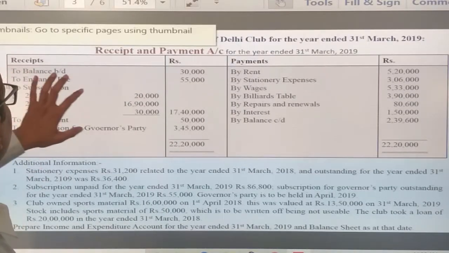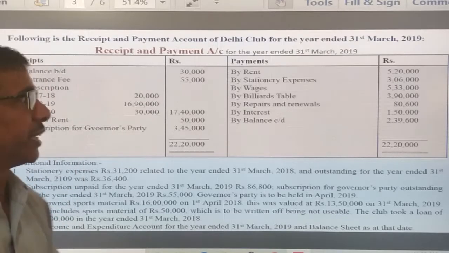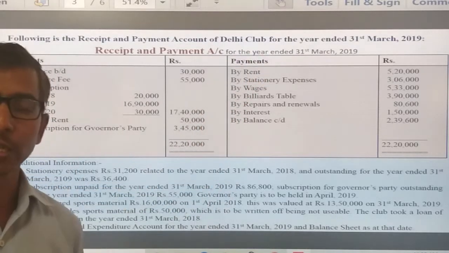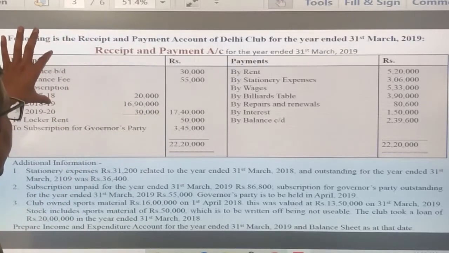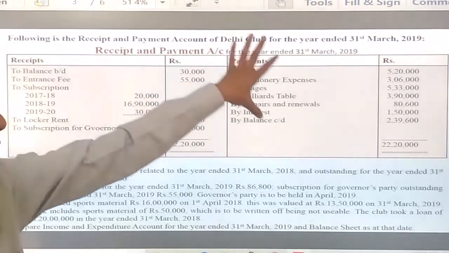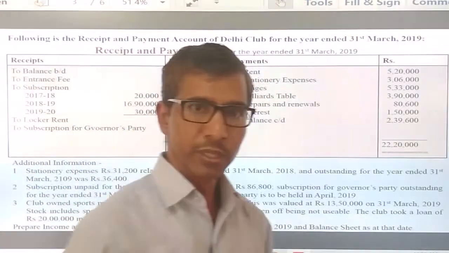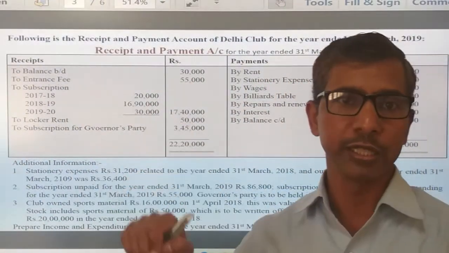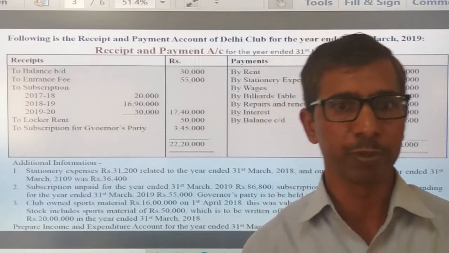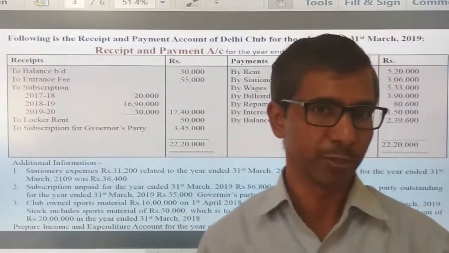In this question, see, it is given: following is the receipt and payment account of Delhi Club for the year ended 31st March 2019. In this receipt and payment account, this receipt side, this payment side, and some additional information are given. On the receipt side, we know all receipts are there, whether revenue receipts or capital receipts, all types of receipts are shown on the receipt side.